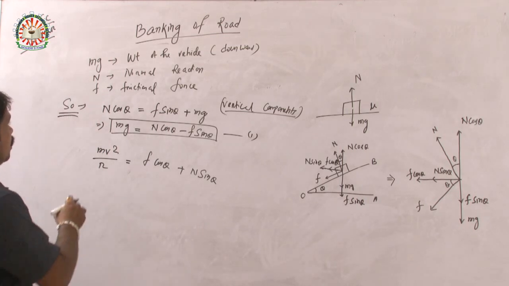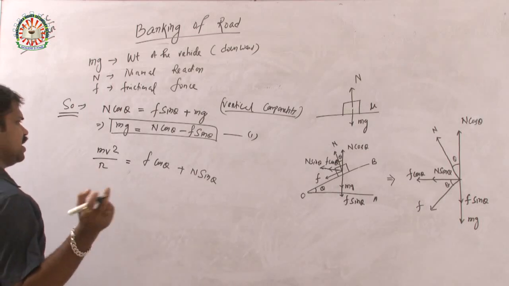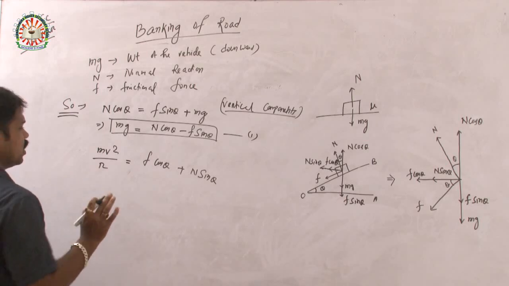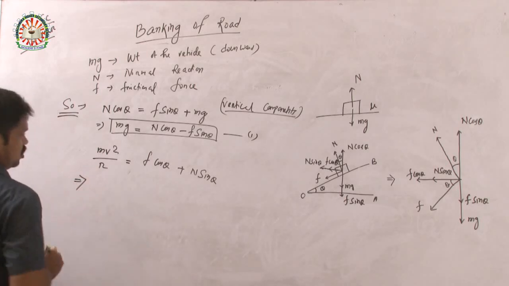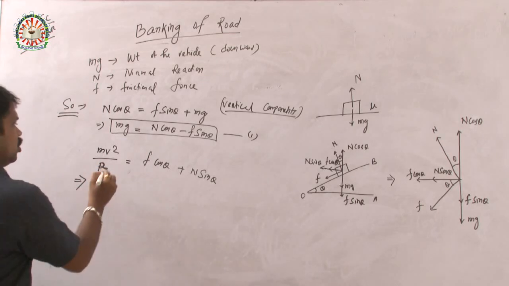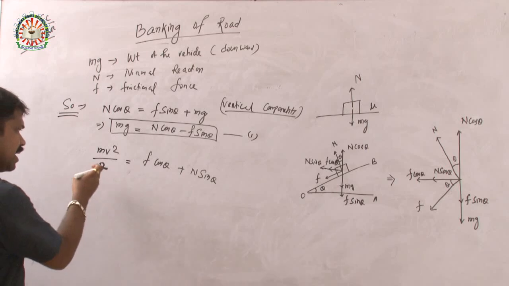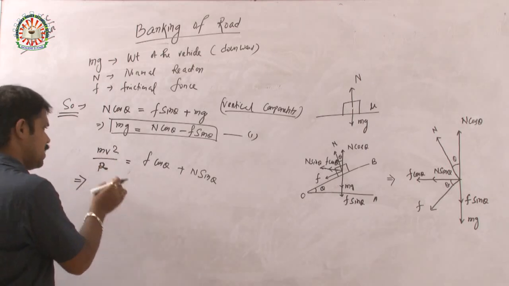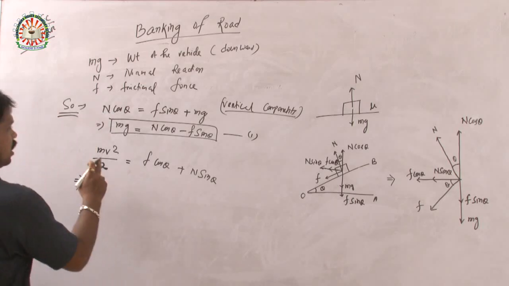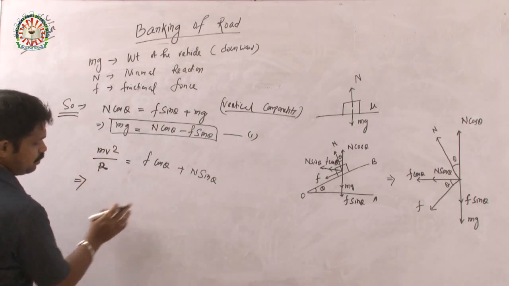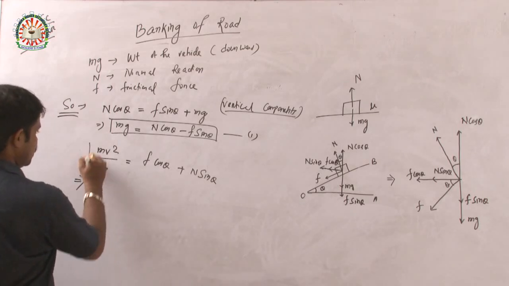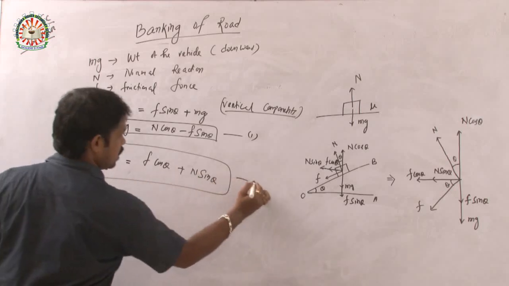Now this r you can take small or capital, it is up to you, because this is nothing but the radius of the path. Don't worry, r becomes the same; this r denotes the radius of curvature. So don't confuse. mv square by r is equal to f cos theta plus n sin theta. This is my equation number 2.